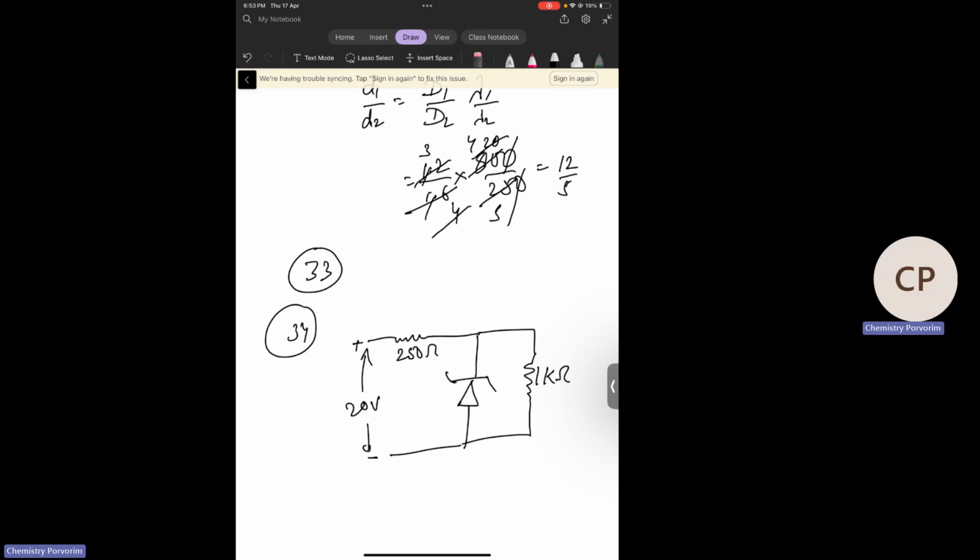Total voltage is 20, breakdown voltage is 15, so voltage across this resistance is 5 volt. The current in this resistance is 5 by 250, 20 milliampere, and current in this resistance is 15 by 1, so 15 milliampere. So current in this Zener is 5 milliampere.